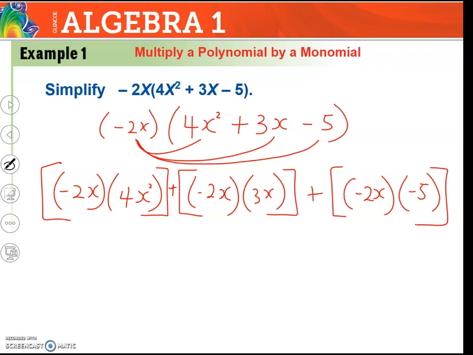So in multiplication, the coefficients multiply. Negative 2 times 4 will give us negative 8, and x times x, by the law of exponents, we add, so x to the power 3. Plus, now negative 2 times 3x will give us negative 6x squared, and the last one, plus negative 2x times negative 5 will give us positive 10x.